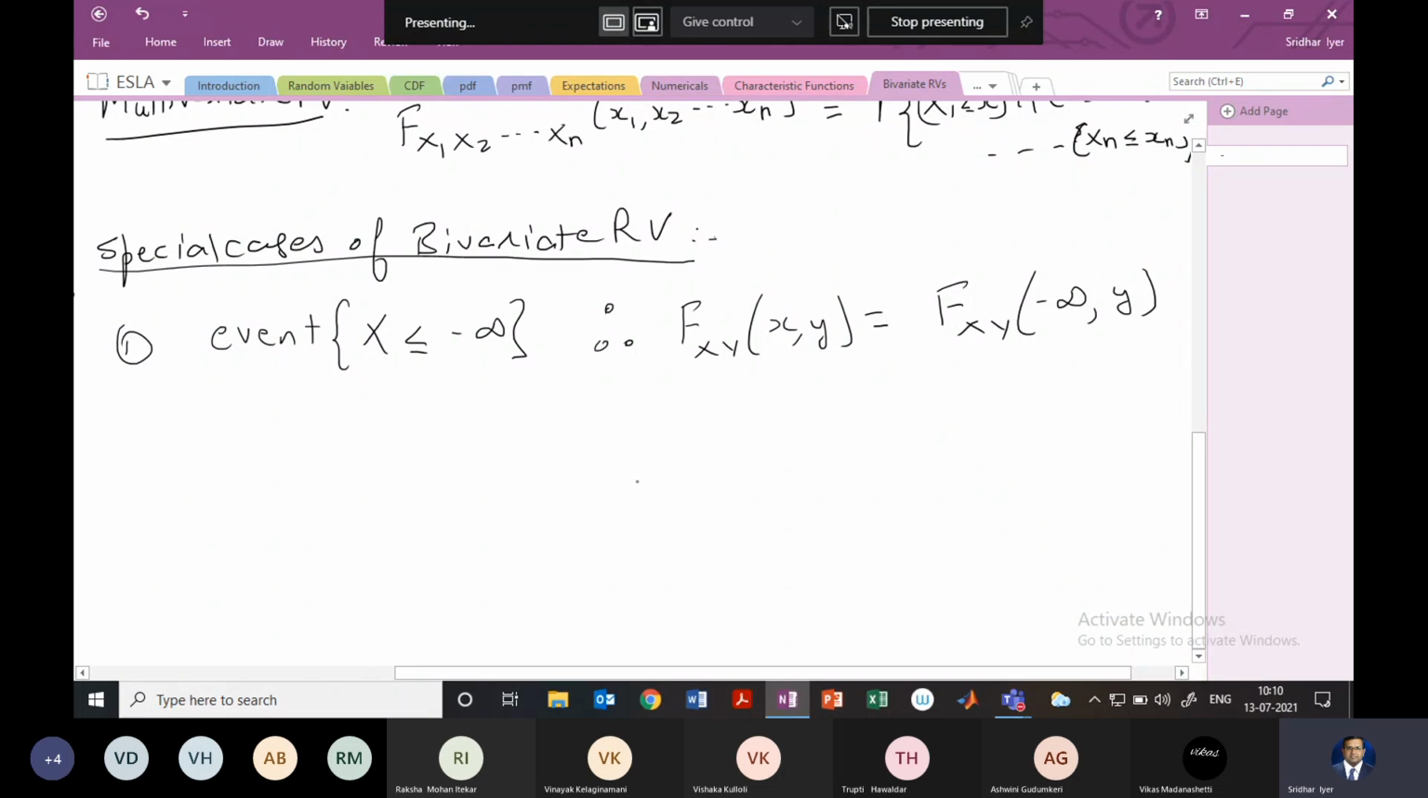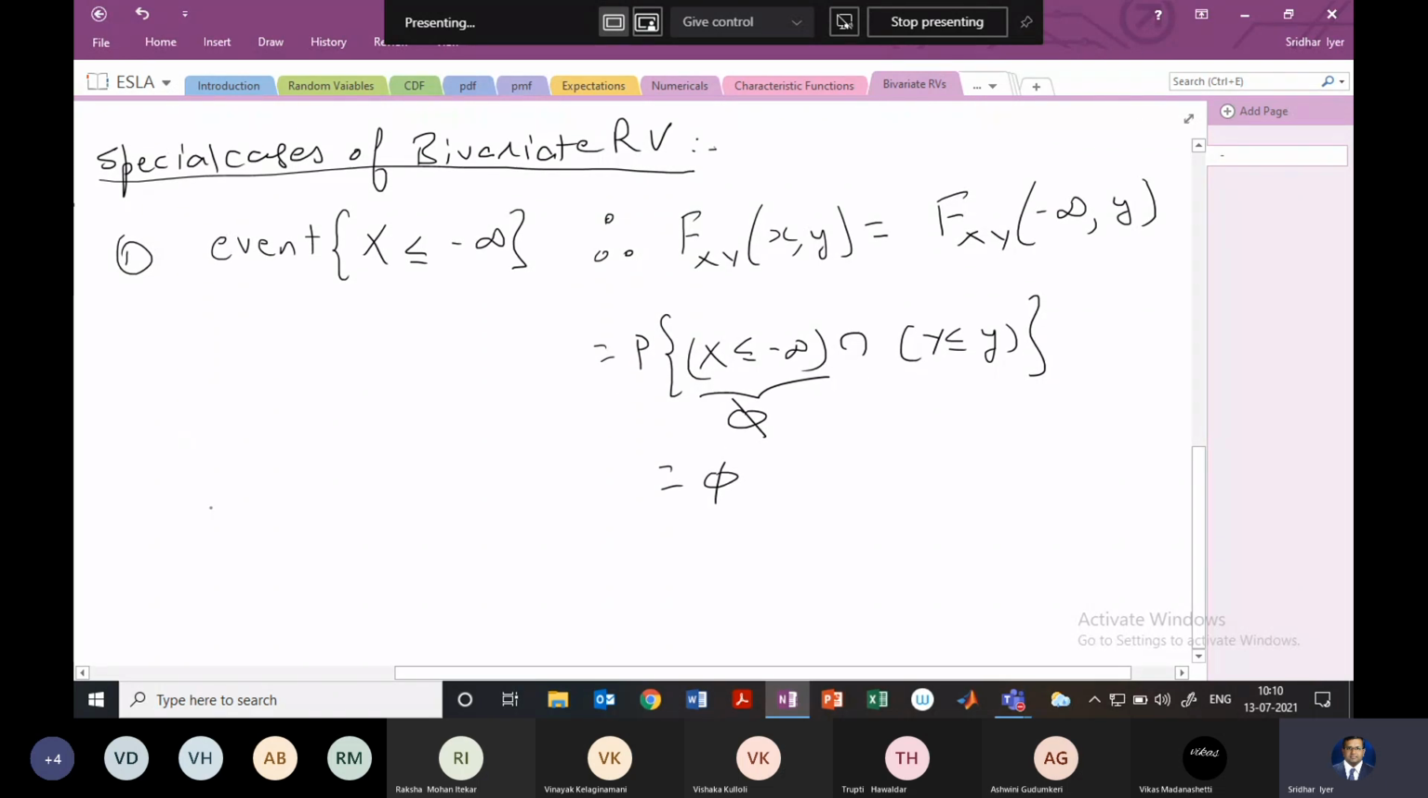Because x is less than or equal to negative infinity. Therefore, this can be written as probability of x less than or equal to negative infinity intersection y less than or equal to y. So you can see instead of x, I have just put in the value negative infinity. Now this is an impossible event, right? So this part here is impossible. That means it's a null event, right? Therefore, this entire factor becomes a null event.